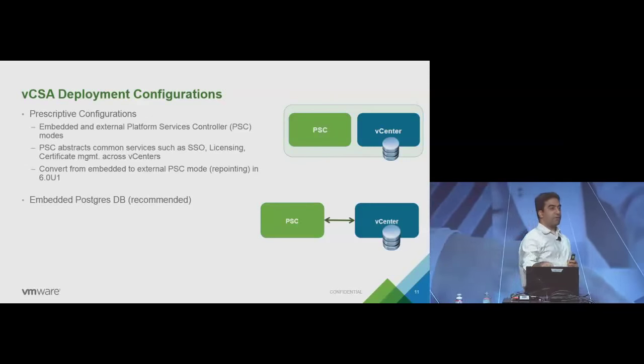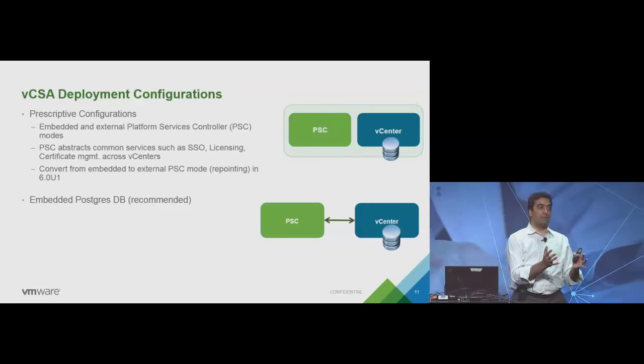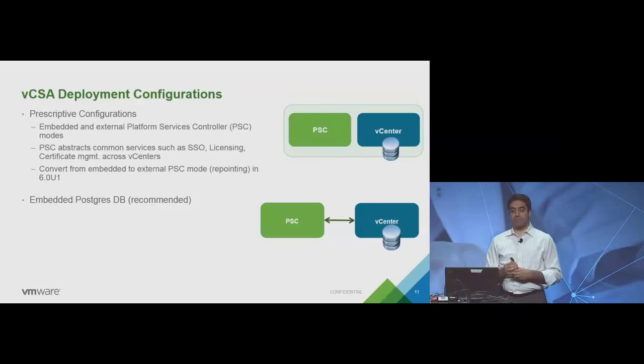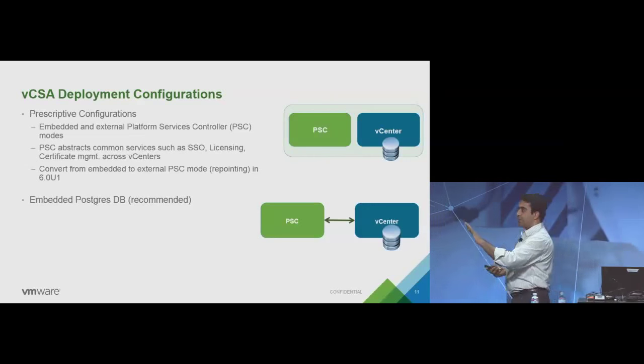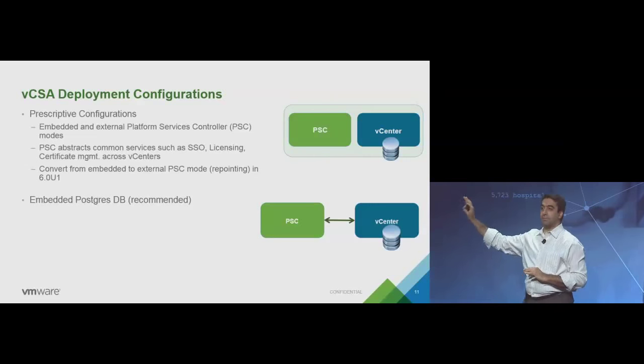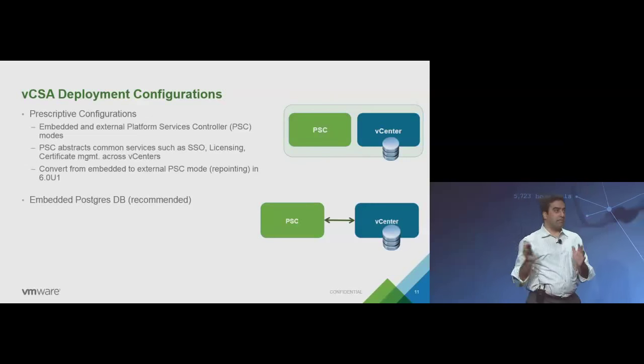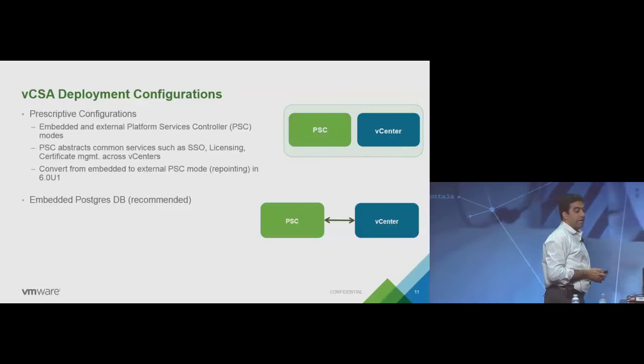So in an embedded configuration, everything is running in one machine, right? And in the external PSC configuration, PSC is running outside. The performance numbers I was showing you before were with embedded Postgres, so it is with this simplified configuration.